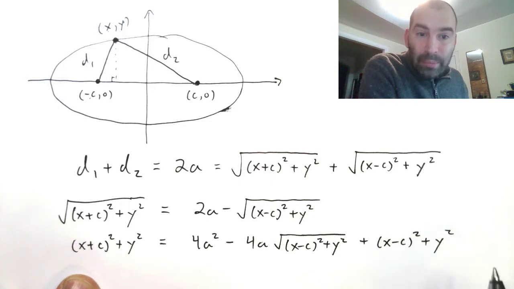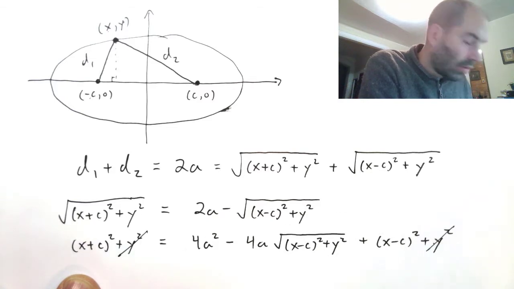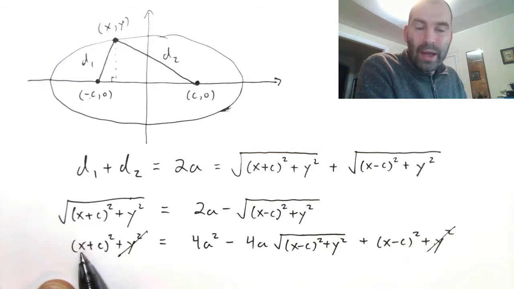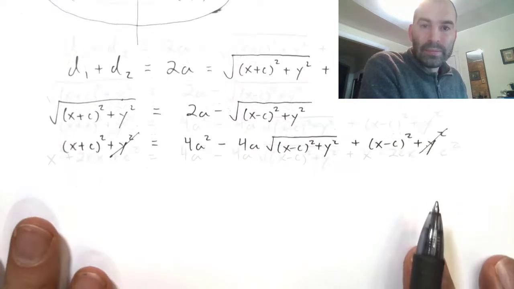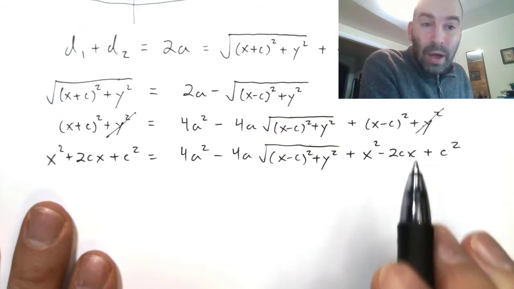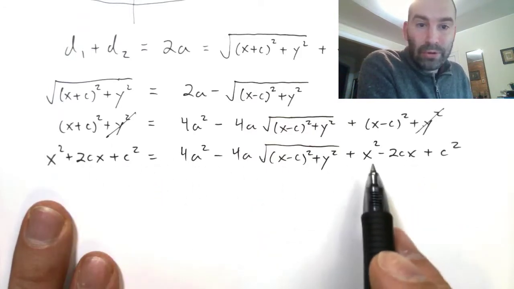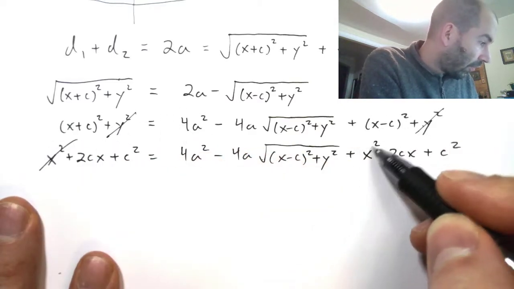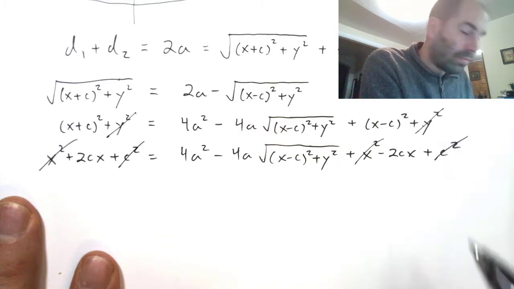But I see something here. I see a plus y squared on each side. Well, I can subtract y squared from both sides, so wham. Those are gone. Okay? Now I'm going to multiply out these squares over here. And then I see there's some other stuff that appears on both sides, right? I have x squared on both sides, so I can subtract x squared from both sides. I have c squared on both sides, so I can subtract c squared from both sides.